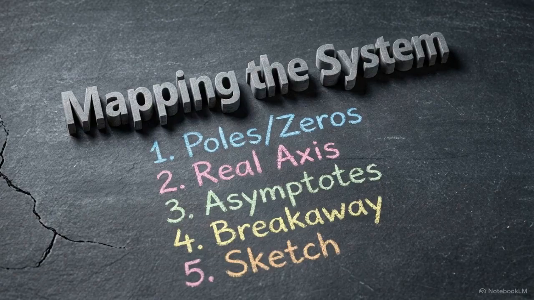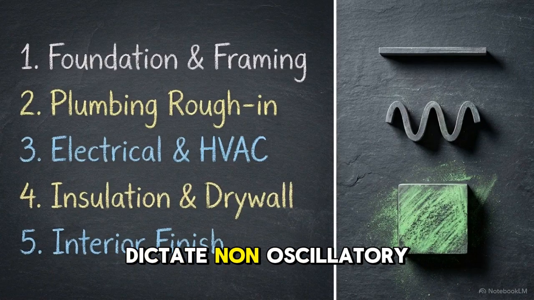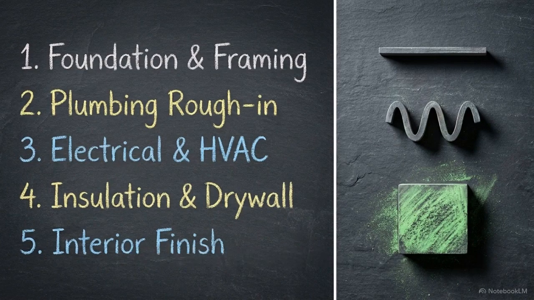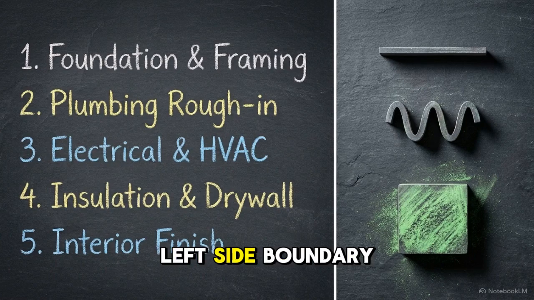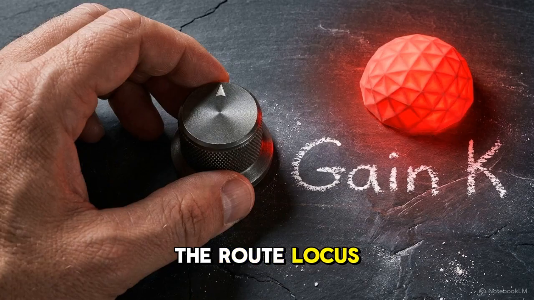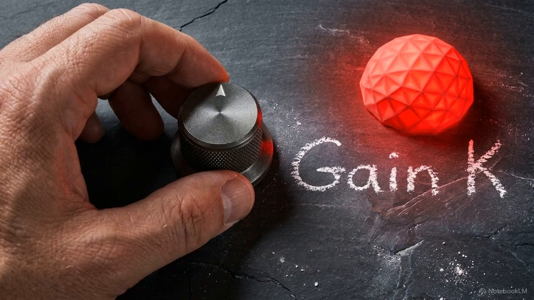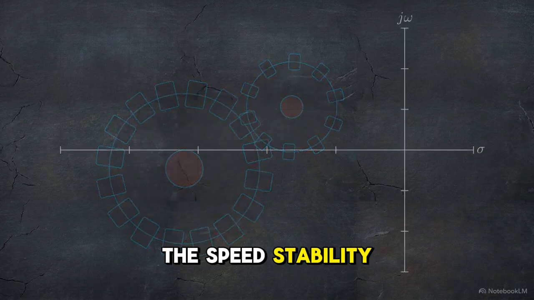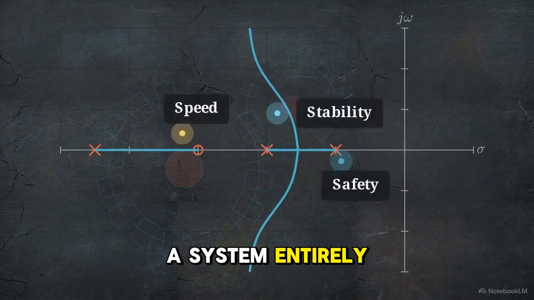Every feature on the graph translates directly to physical behavior. Real axis locations dictate non-oscillatory responses. Complex coordinates predict oscillation, and the strict left side boundary guarantees stability. By mapping out the root locus, engineers avoid the danger of trial and error tuning. They lock in the speed, stability, and safety of a system entirely through geometry.